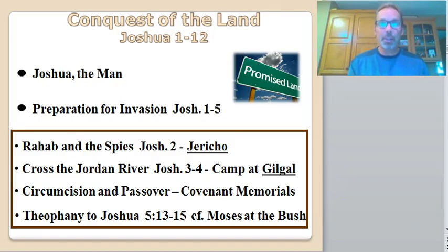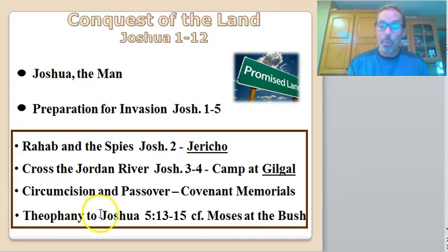So the next thing that the people do after getting into the land is that they practice these covenant memorials. They look back on their story, and they practice circumcision, which of course is the sign of God's covenant that you belong to me. And they celebrate the Passover, which is a celebration of God's deliverance and redemption out of Egypt. So the people look back, and indeed they remember what God has done.